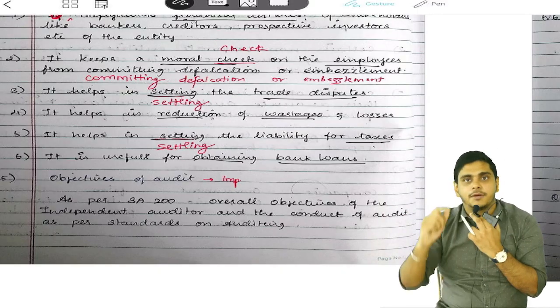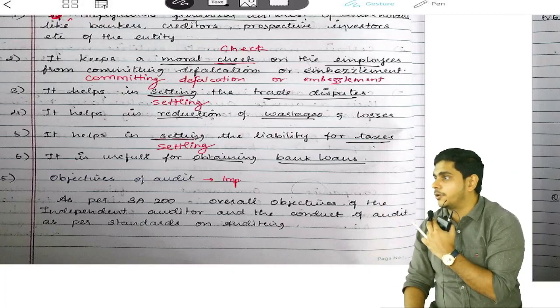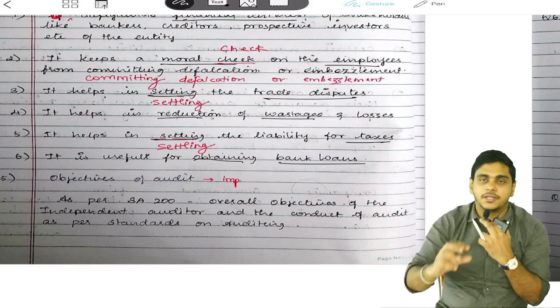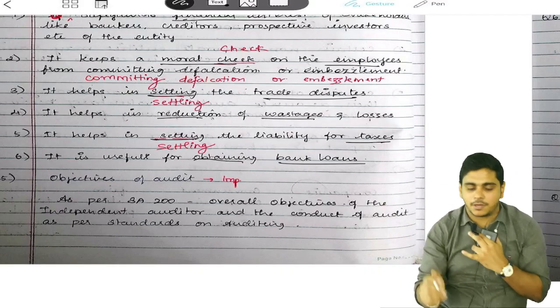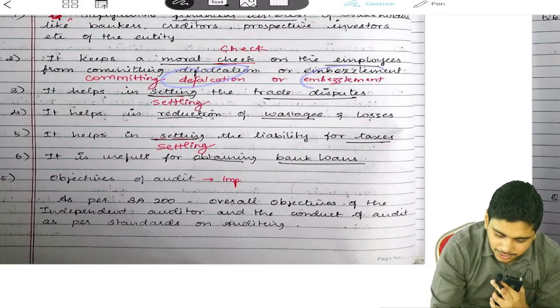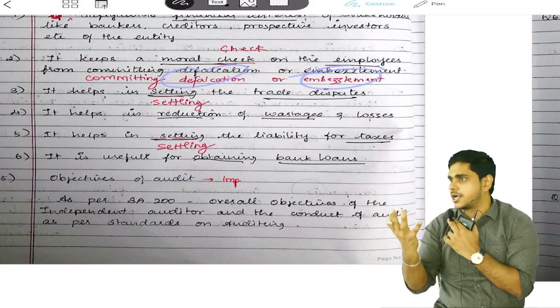Now if they come to know that the auditor will come at any point of time, now you tell me, will they try to do this fraud? No. So it gives a moral check on the employees from committing defalcation or embezzlement. That is basically cash fraud.